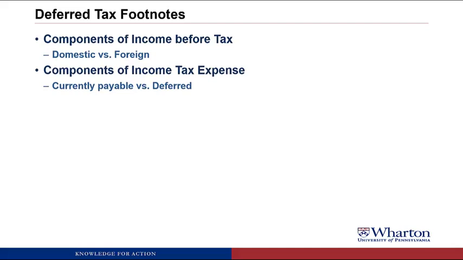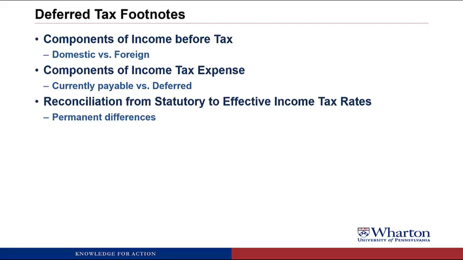So the total is the debit income tax expense. Then there's this disclosure for how much is the credit to income tax payable, that's the currently payable. And then we'll see the plug to deferred taxes. There's a reconciliation from the statutory rate to the effective income tax rate. This will show us all the permanent differences.